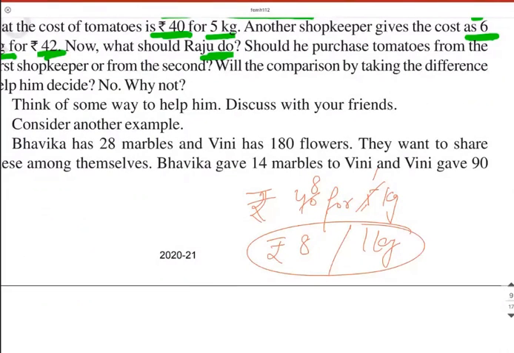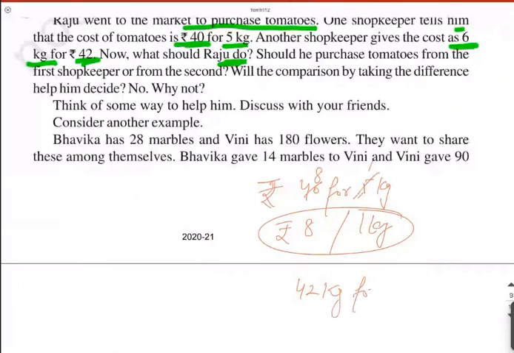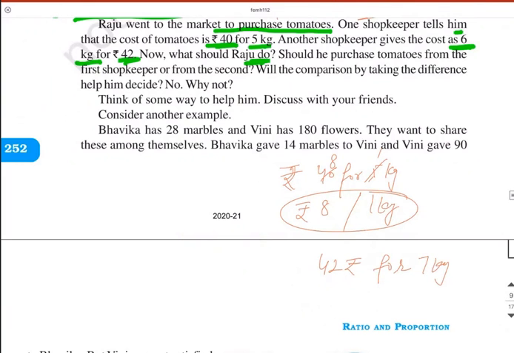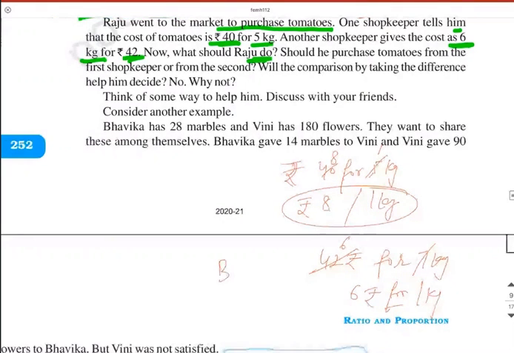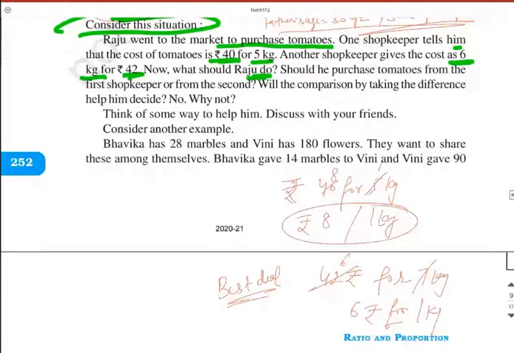Now 42 rupees for 6 kg. It means for 1 kg, 6 rupees. Tell me, which one is expensive? 8 rupees or 6 rupees? Sir, 8 rupees. So the second one is the best deal.